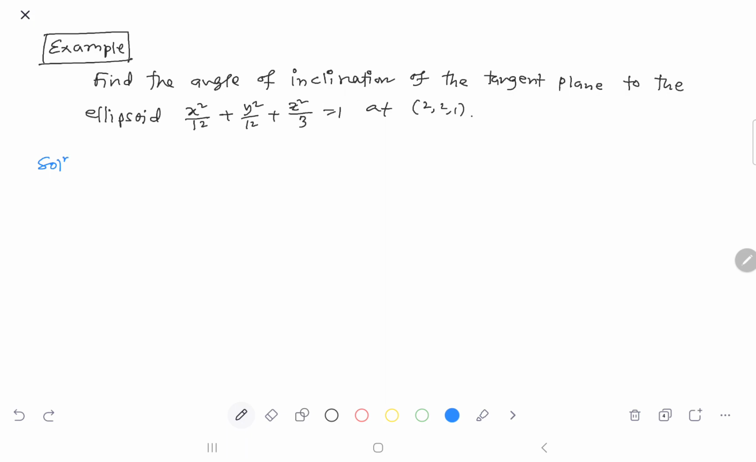So the solution: first we write down the function. So your function f(x, y, z) is basically x squared by 12 plus y squared by 12 plus z squared by 3 minus 1.